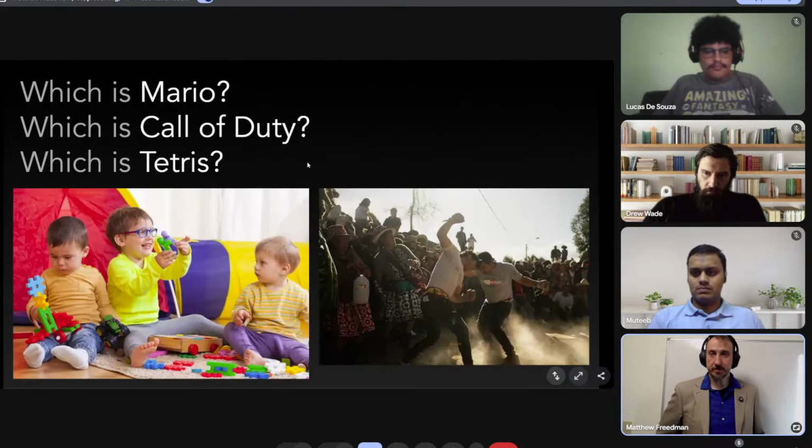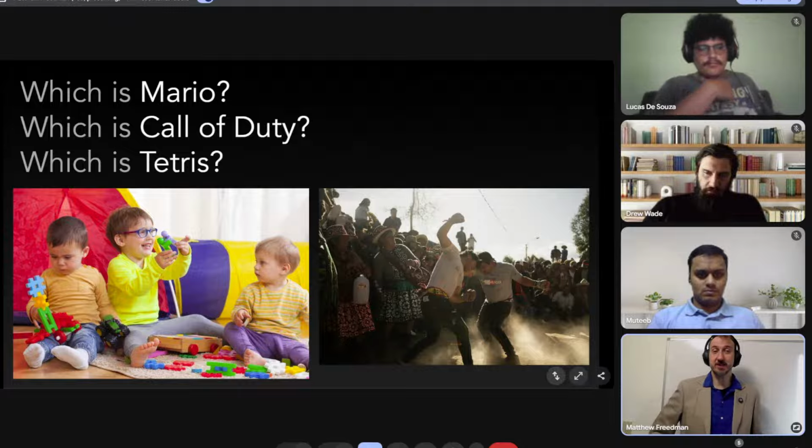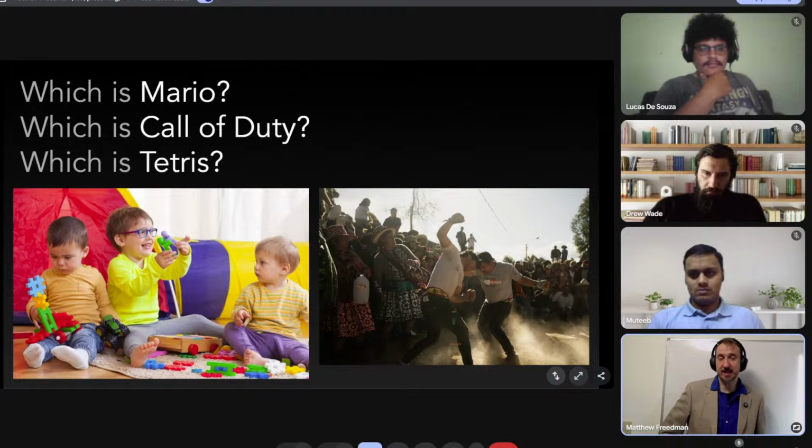So, another example. So here you go. Which is Mario, which is Call of Duty, which is Tetris. This makes it a lot more clear, and this is largely because we're looking at this in terms of what the emotion or the feeling is. It would be pretty clear to say that the image on the left of children playing is probably closer to Mario or Tetris. The scene on the right, where they're either dancing or fighting, whatever it is, is very aggressive and very dirty, probably closer to Call of Duty. If I was to show you the picture on the right and say, this is what we're doing for Tetris, you'd look at me like I was a crazy person.